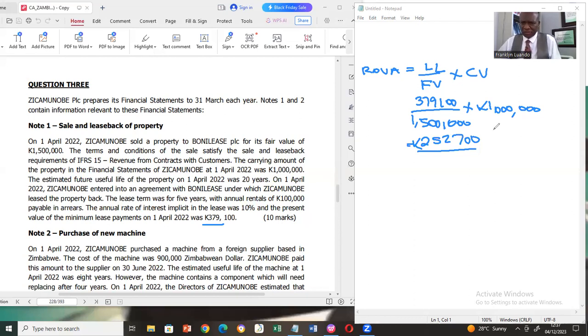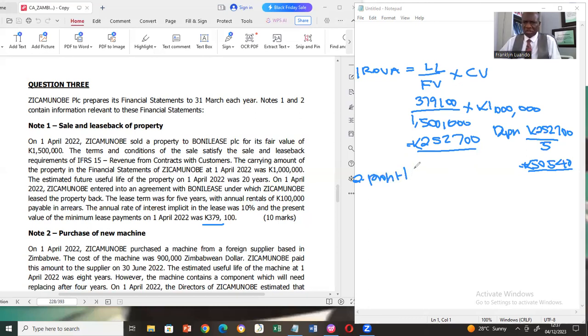Depreciation charge. Depreciation will be based on the 5 years. Divide by 5. This will give us 50,540. This will be the charge to P&L. This was number 1.